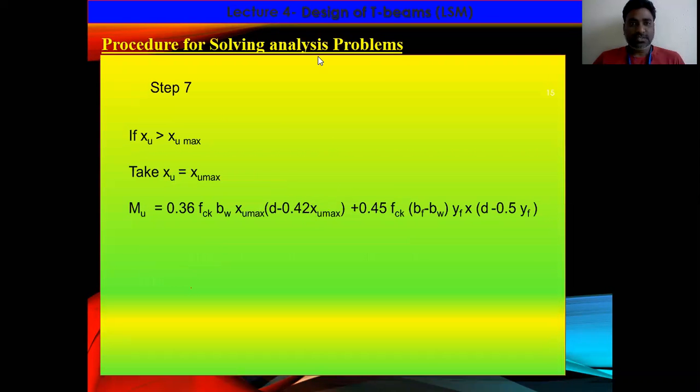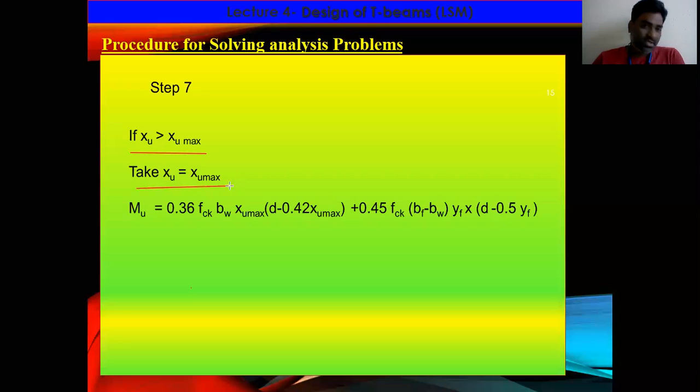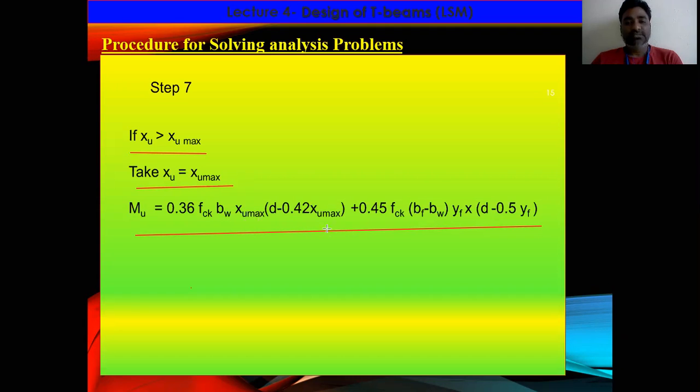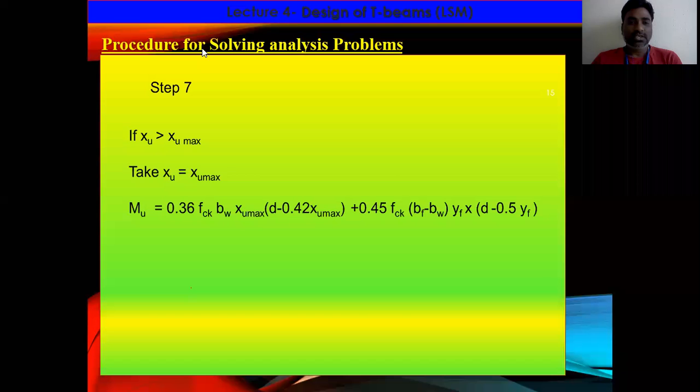Just now I told you, if XU is greater than XU max, then restrict your depth of neutral axis to XU max, then determine the moment of resistance by replacing XU with XU max, that is 0.36 fck bw xu max into (d minus 0.42 xu max) plus 0.45 fck into (bf minus bw) yf into (d minus 0.5 yf). Right. So this is how you can calculate the moment of resistance for different cases.